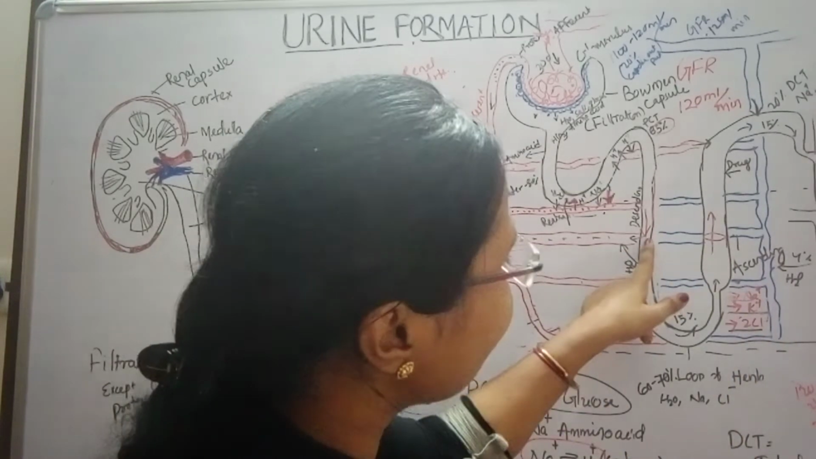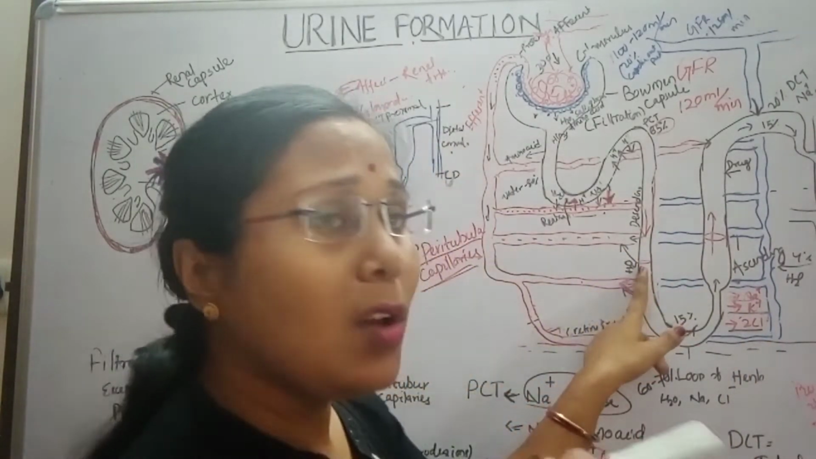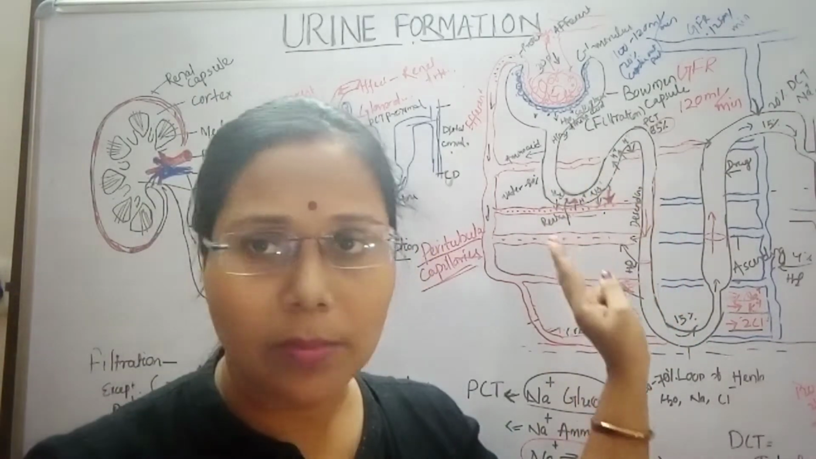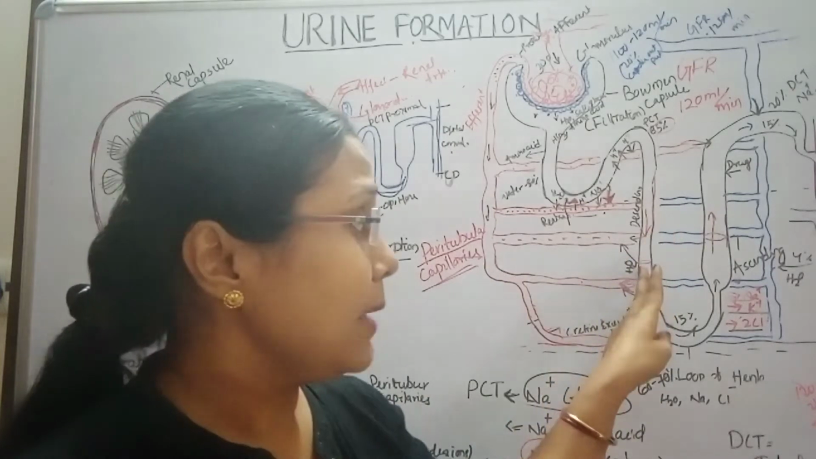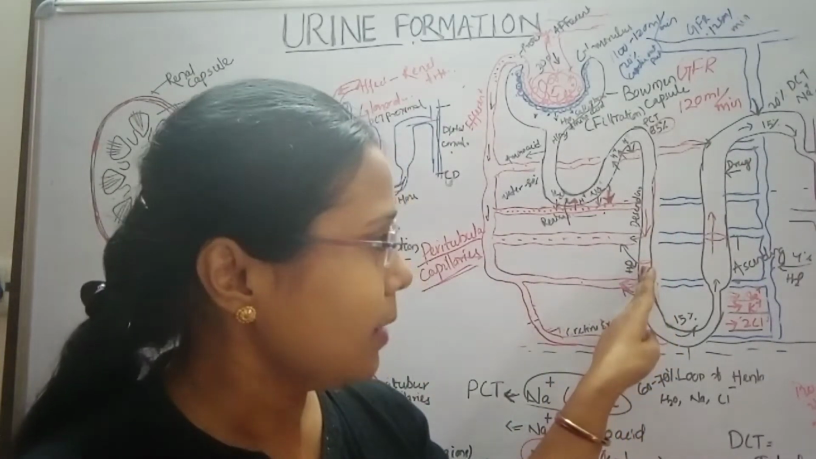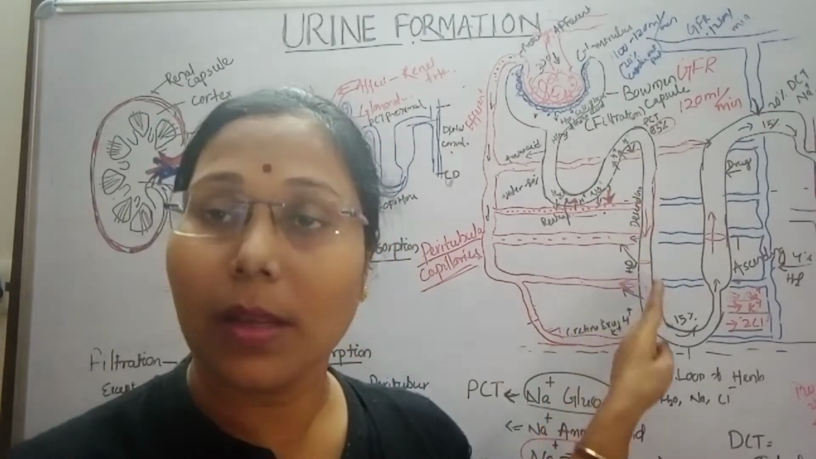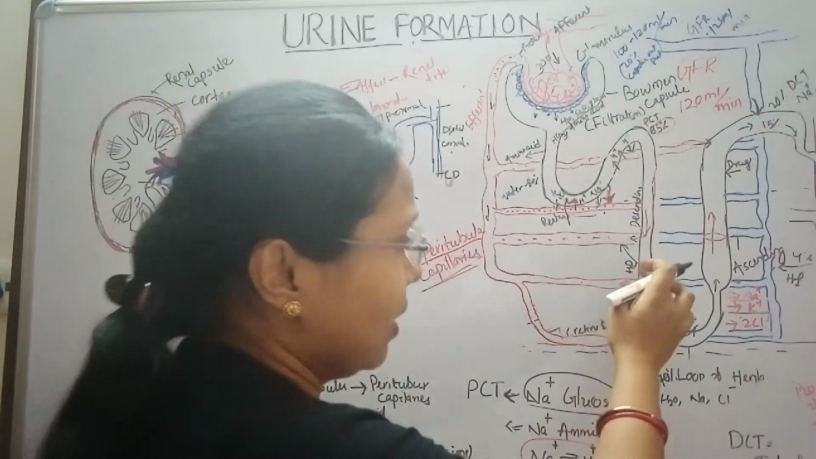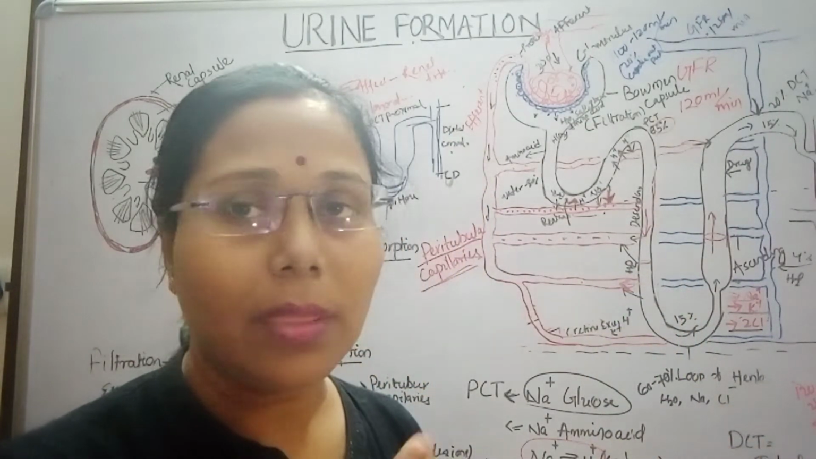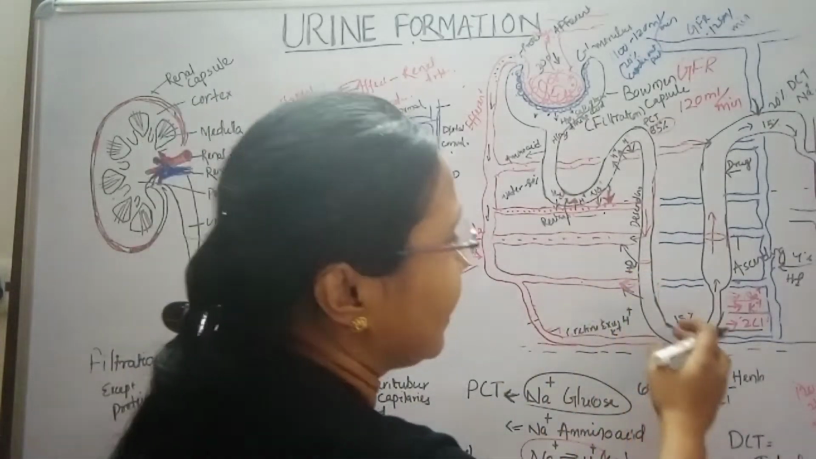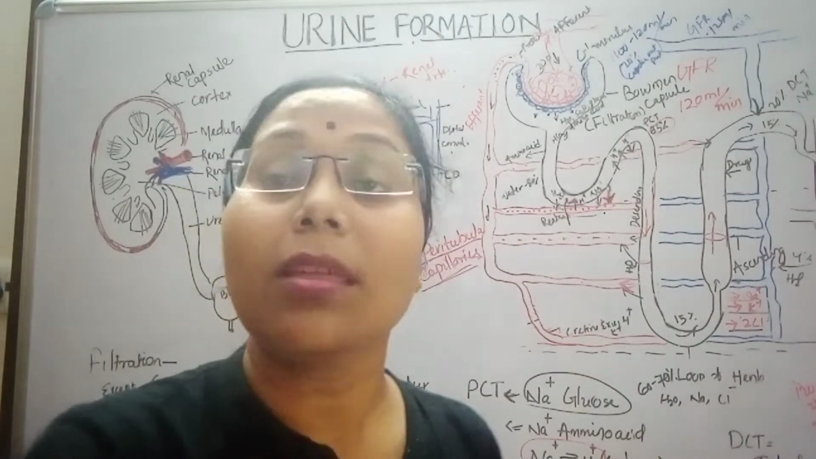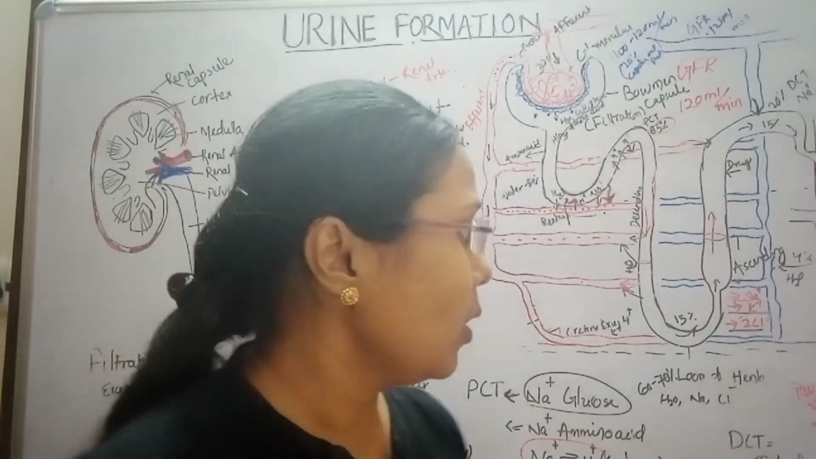In the descending loop of Henle, it is only permeable to water molecules, as all the salts are absorbed in the proximal convoluted tubule, so it is to maintain their osmolality. So water molecules are reabsorbed in this descending limb, and this area is permeable to water only, no solute can pass through this. And in the ascending loop of Henle, only the salt particles are permeable to move, not water molecules.